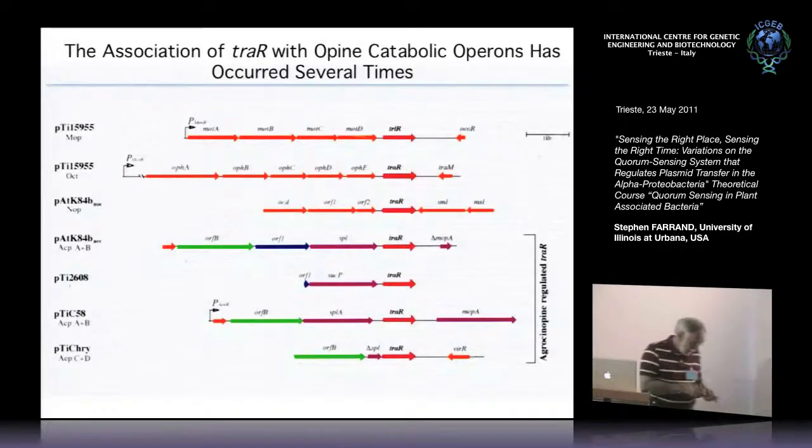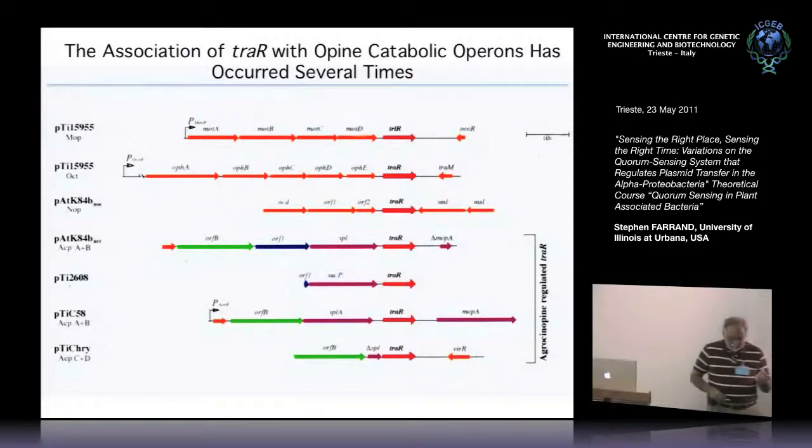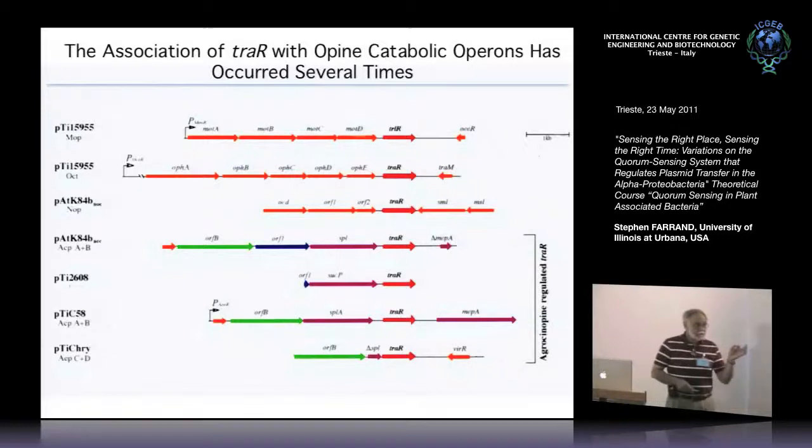All right, now, the TI plasmid that I showed you was pTiC58. It's a plasmid in which the agrocinopine opines induce conjugative transfer, and the reason that they do is because TRA-R is a member of an operon that is controlled by AccR, which is the repressor that responds to the conjugative opines, the agrocinopines. This is not the only opine that induces conjugative transfer. There are several others in other TI and opine catabolic plasmids that do this.